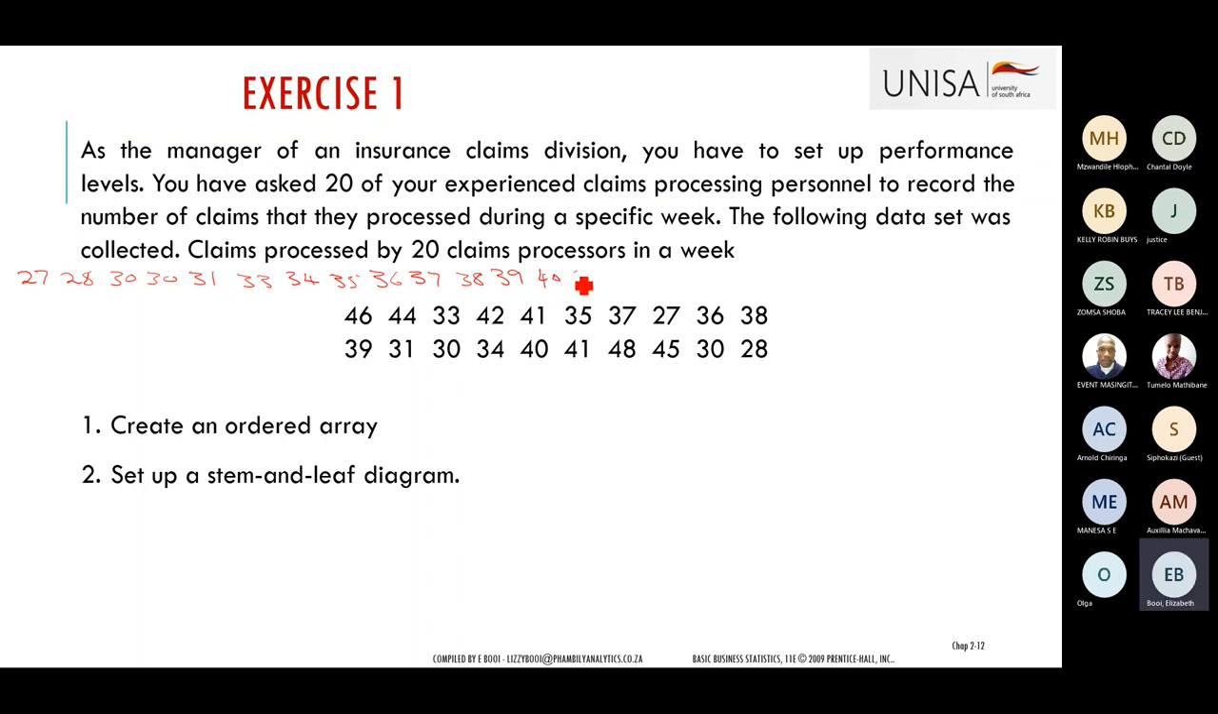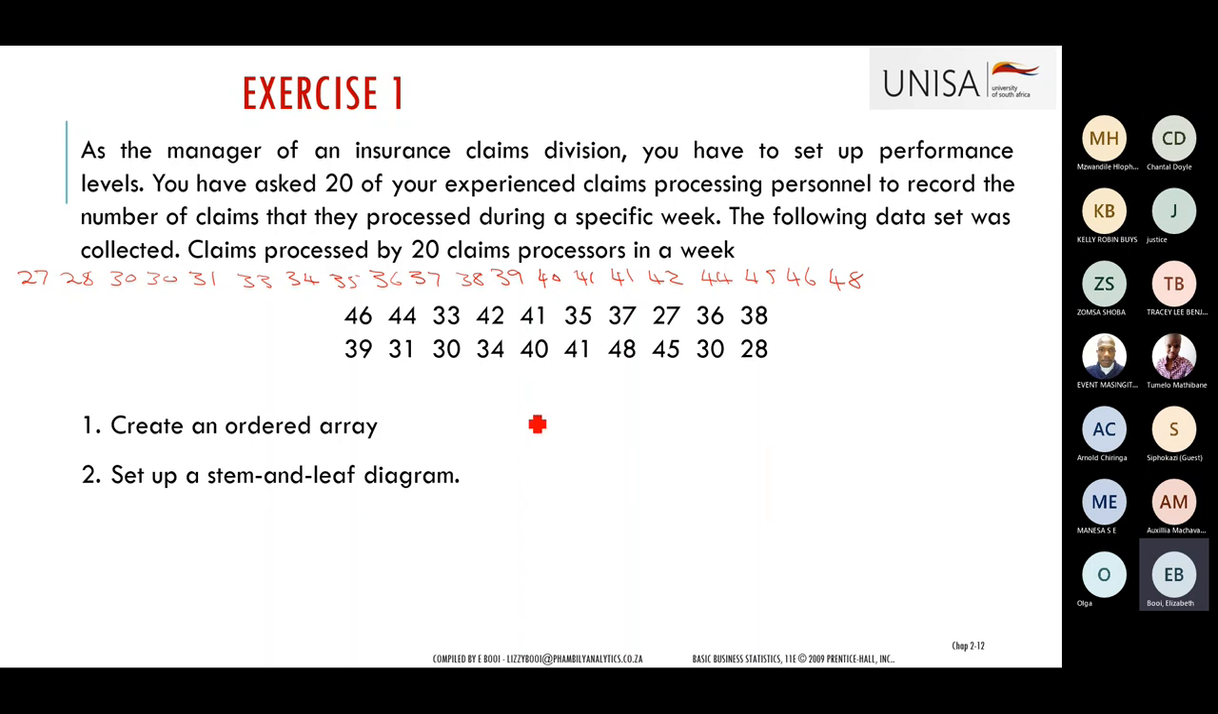Then we go to the 40, 41. There are two 41s, 42, 44, 45, 46, 48. And I think I've counted all of them. 1, 2, 3, 4, 5, 6, 7, 8, 9, 10, 11, 12, 13, 14, 15, 16, 17, 18, 19, 20. There are 20. I have 20s, 30s, and 40s.